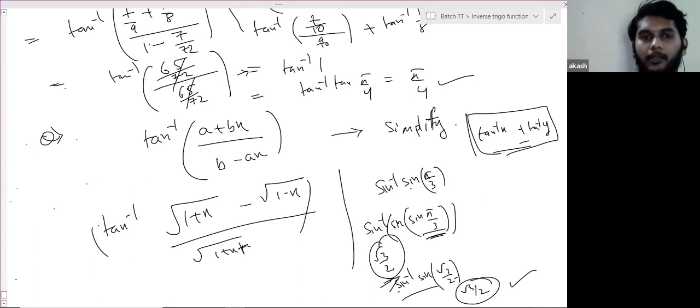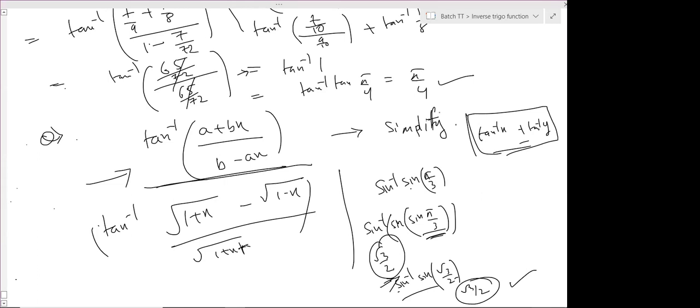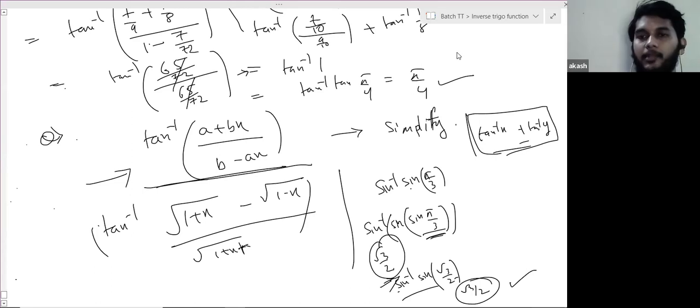All right, Kinza, we are solving this question in this class, the first question of the class. They are asking you to simplify using the same formula we studied in the last class, tan inverse x plus tan inverse y.